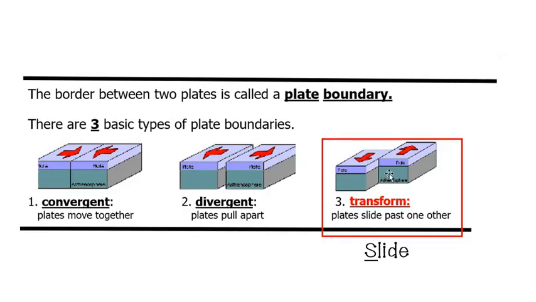The third type of plate boundary is called a transform plate boundary. And transform, it means they're not coming together, they're not separating away from each other, but they're simply sliding past one another. So they're kind of headed in opposite directions, but not the same as a divergent where they're exactly opposite, but more that they're sliding away from each other.